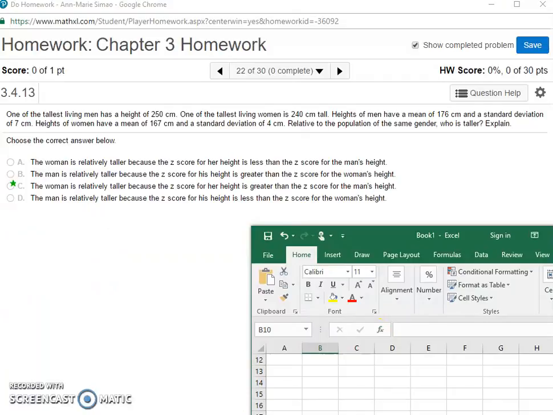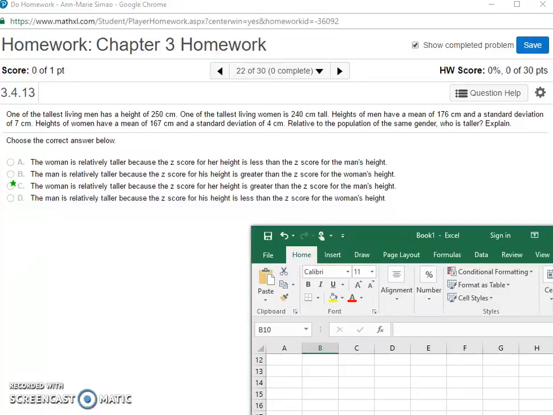So a question like this: one of the tallest living men has a height of 250, and one of the tallest living women is 240 centimeters. Heights of men have a mean of 176 centimeters and a standard deviation of 7 centimeters. Heights of women have a mean of 167 centimeters and a standard deviation of 4 centimeters.